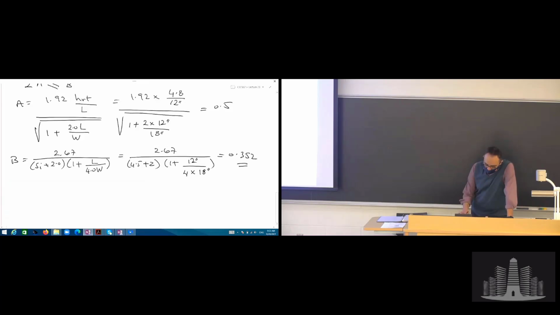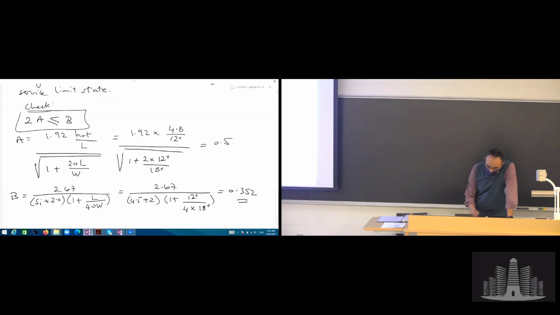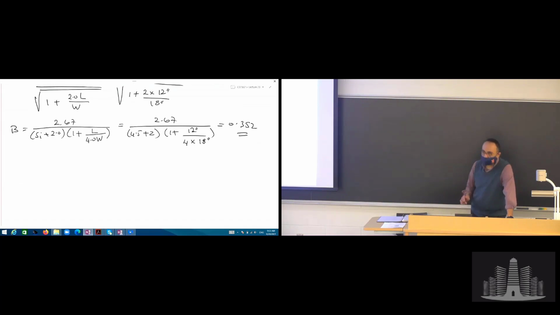Now, this is the check. 2A should be smaller than or equal to B. Just by looking, it doesn't seem to be working, because 2 times A is 1, which is actually greater than B, which is 0.352. So that's not good. Okay?